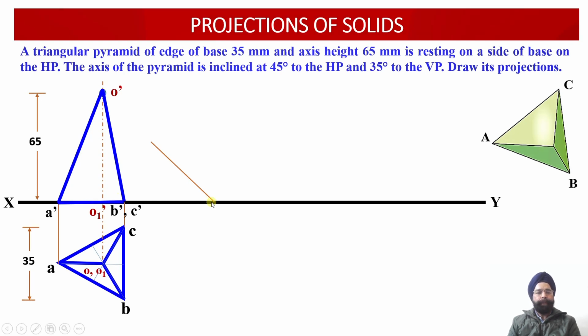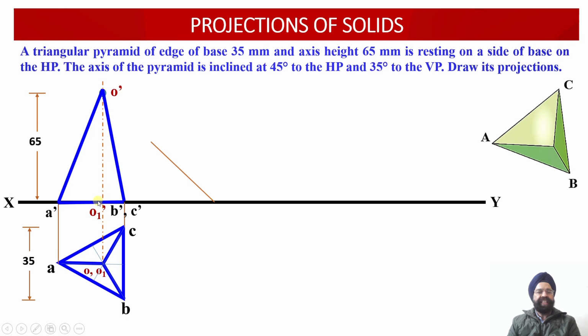Now we have to locate these 3 points. B dash, C dash will be located here as B1 dash, C1 dash. Now we will measure the distance between B dash, C dash and O1 dash. So point O2 dash will be located here at the same distance.